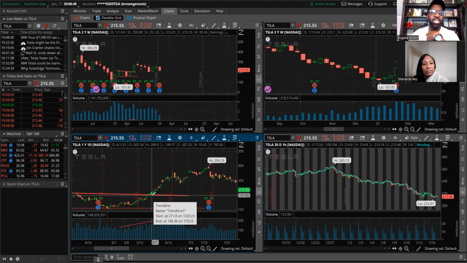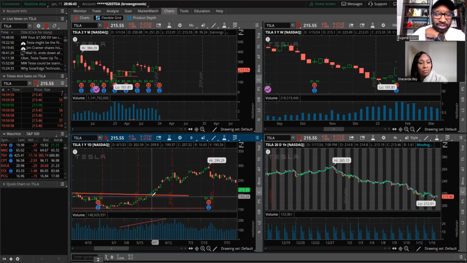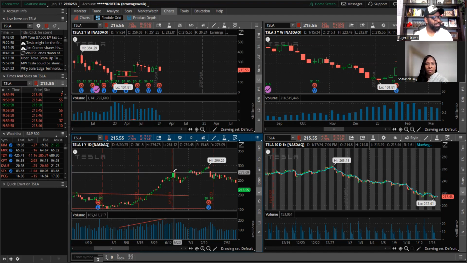So if you bought the 210, literally 1, 2, 3, 4, 5, 6, 7, 8, 9, 10, 11, 12 days later, we're at roughly 276. $66 move divided by the 210 you bought it at, you made 31% on your money in 12 days. That is a healthy amount of money to make in 12 days because you started with 5 grand, you made 30%, you made an extra $1,500 over the 12 days. And so understanding how to buy breakouts is important.